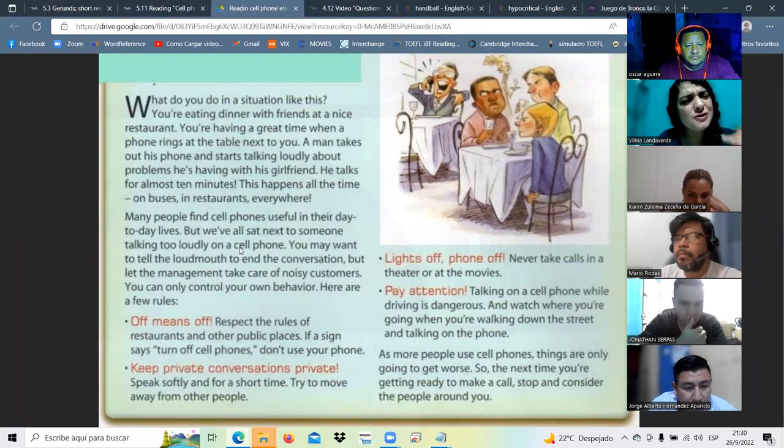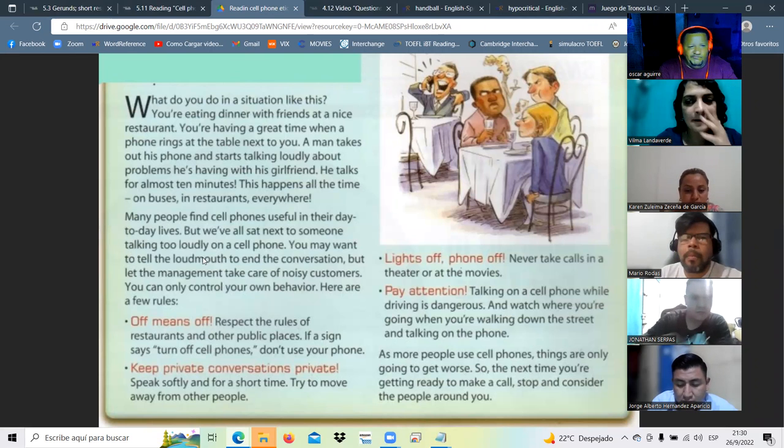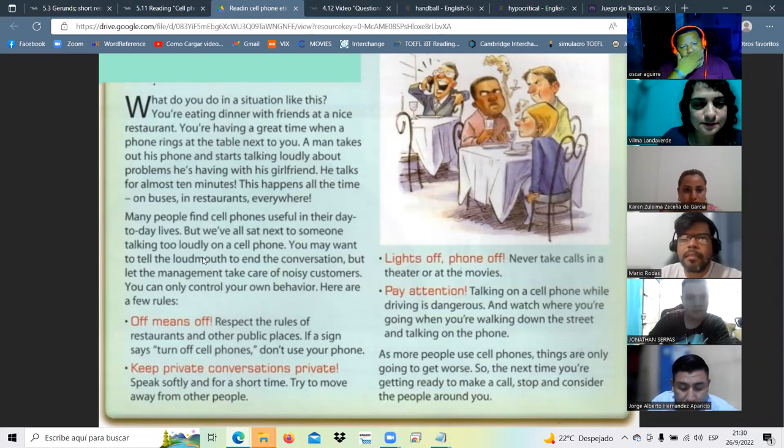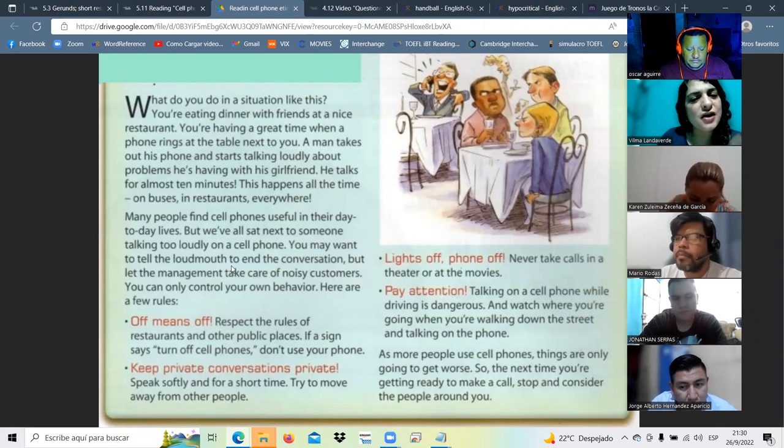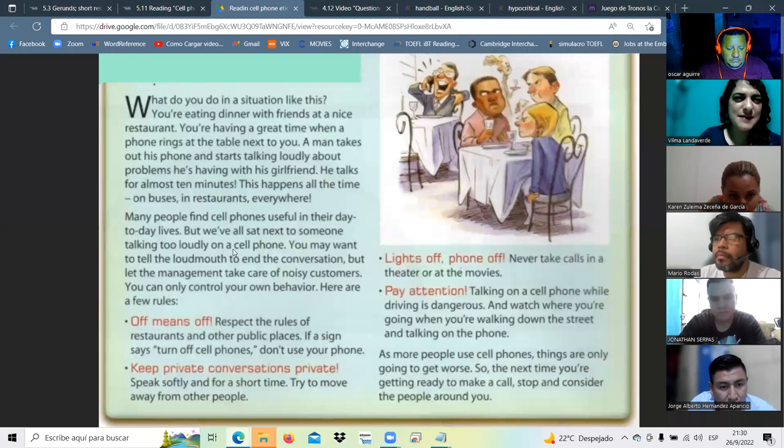Next to someone talking too loudly on a phone, you may want to tell the loud mouth. Loud mouth, ¿a qué cree que se refiere? Voz alta. Ese es out loud. El parlanchín, ¿verdad? El hablador, que demasiado grita. El charlatán, el hablador. To end the conversation, si a veces le dan ganas de decir, mira, cállate, ¿verdad?